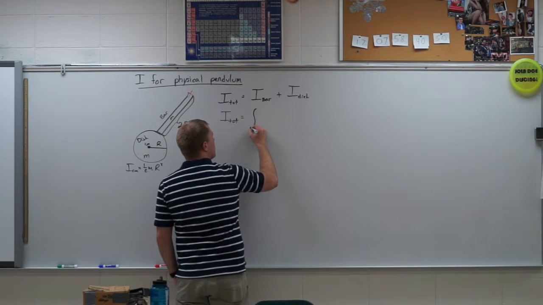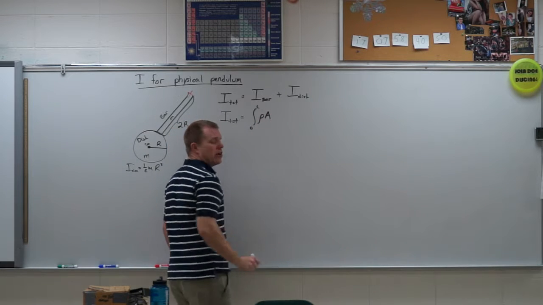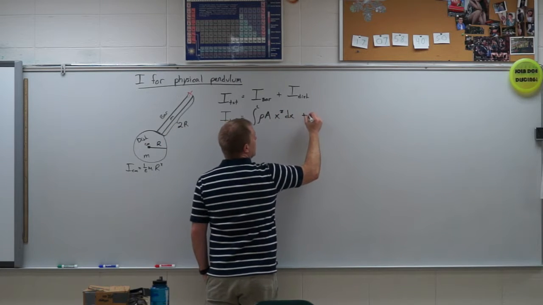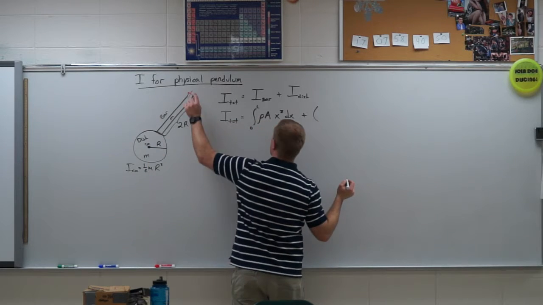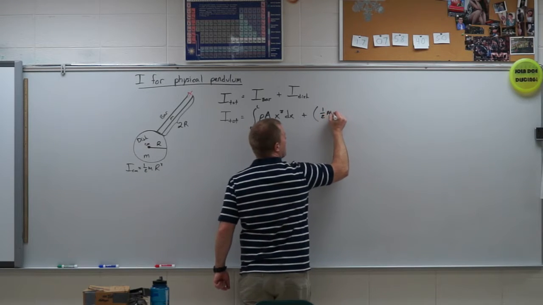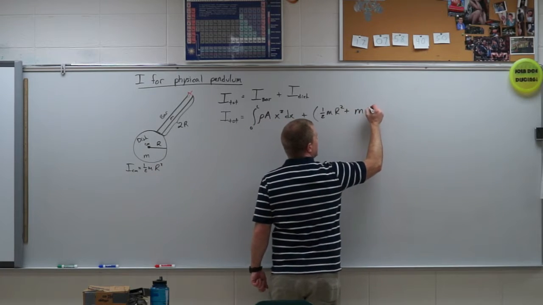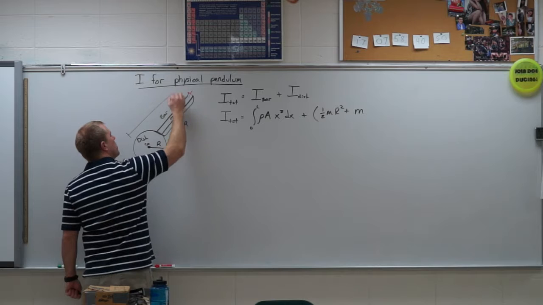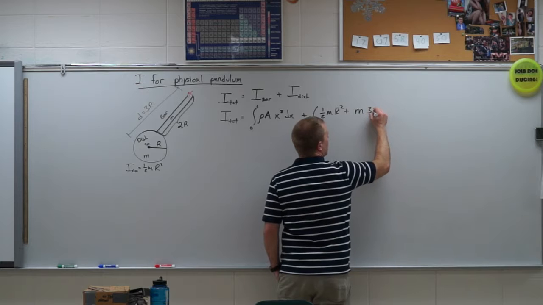So I'm going to integrate the bar from 0 to L of the density, which is uniform, times the cross-sectional area, which is also uniform, times x squared dx, plus the moment of inertia of the disk. But I'm going to have to use the parallel axis theorem because it's not about its center of mass, it's about this point over here. So I use the moment of inertia about the center of mass, 1/2 mr squared, plus m times d squared. And d is the distance from here to here. This distance is 3r, so we'll have (3r) squared there.